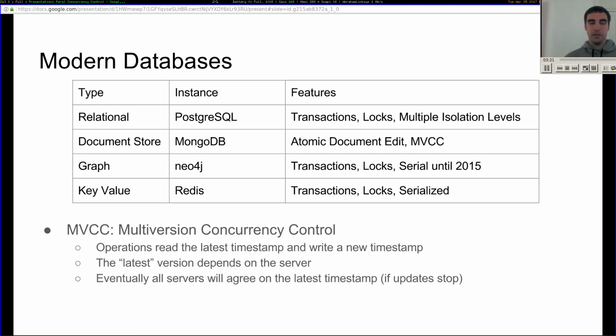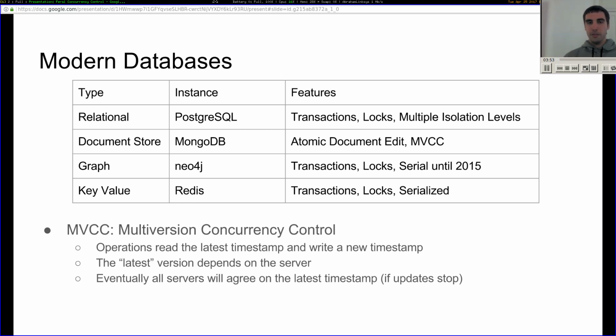The first row is showing relational databases and what concurrency features they have, and these are just taken for this case specifically from Postgres. So it offers transactions, locks, and for your transactions you can execute them at multiple isolation levels. This provides some flexibility, and we'll get into a little bit more details about what those isolation levels actually mean later. Another database system is MongoDB, which is a document store.